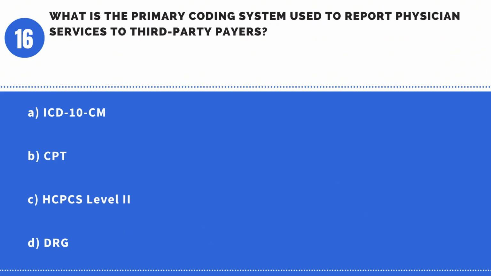Question 16. What is the primary coding system used to report physician services to third-party payers? A. ICD-10-CM. B. CPT. C. HCPCS Level II. D. DRG.